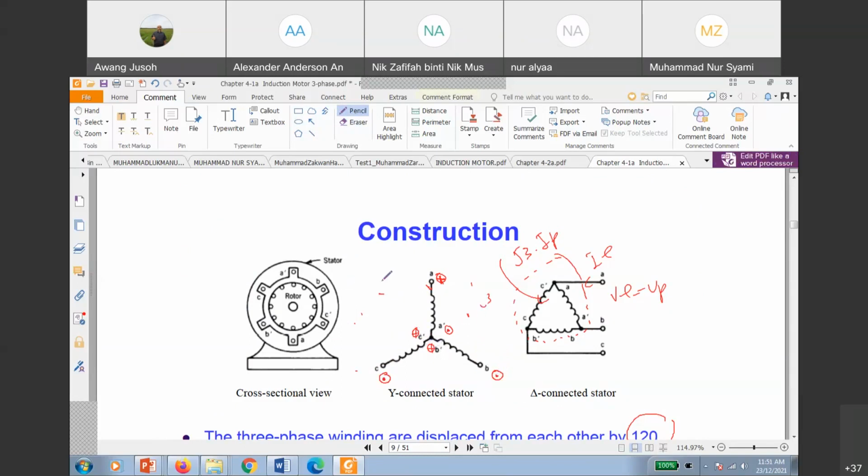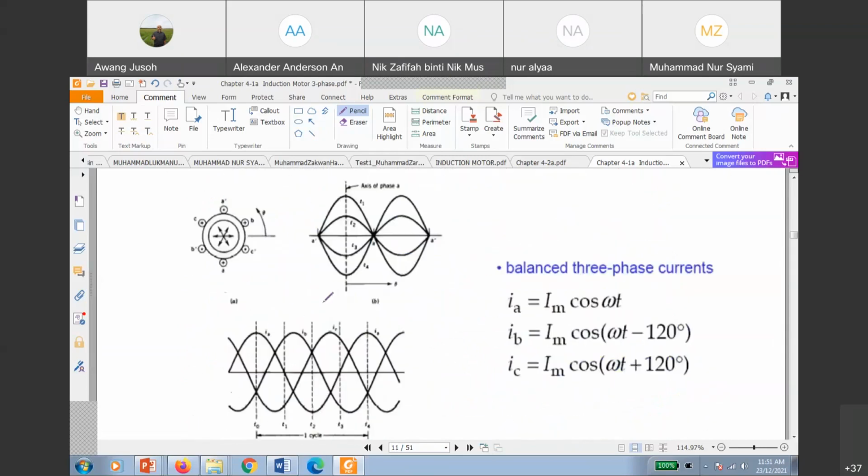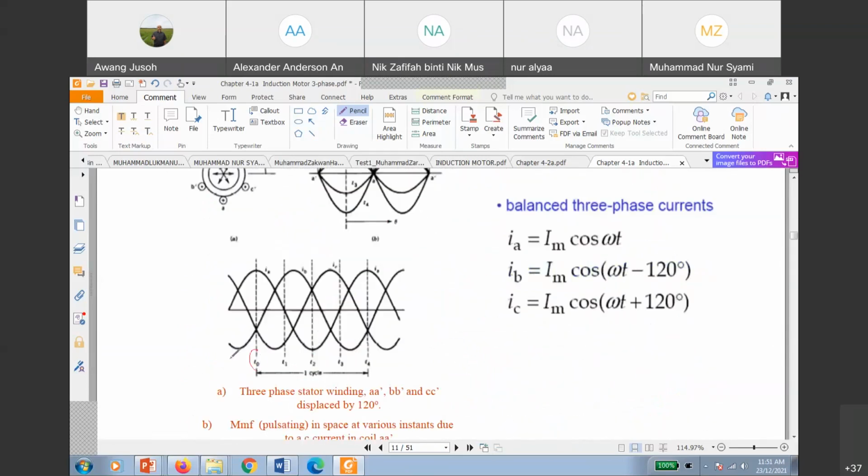At a different point, the current is different. So what I'm talking about now is point T naught, which is here. So IA is maxima positive, IB and IC negative half. Now I will go to this circuit.